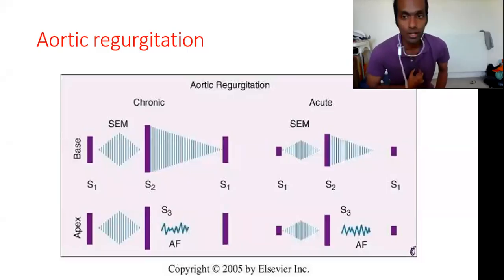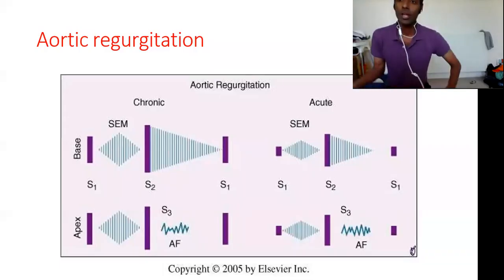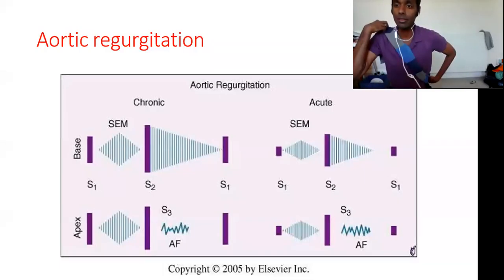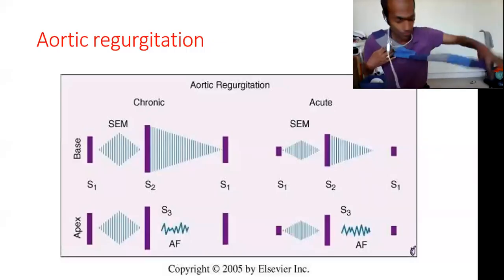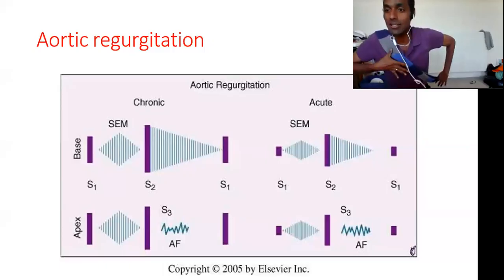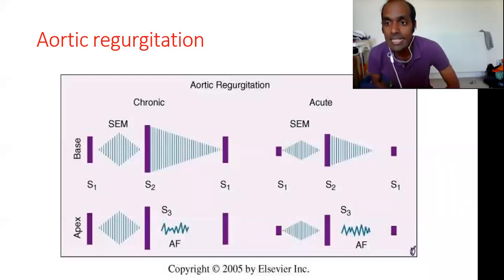Sash is basically the band that is worn like this, right? So that's called the sash. Okay, this by the way is a scarf, right? So the sash is, you can hear it in this area, from the aortic area to the mid left sternal edge. So it's heard best in this sash area.